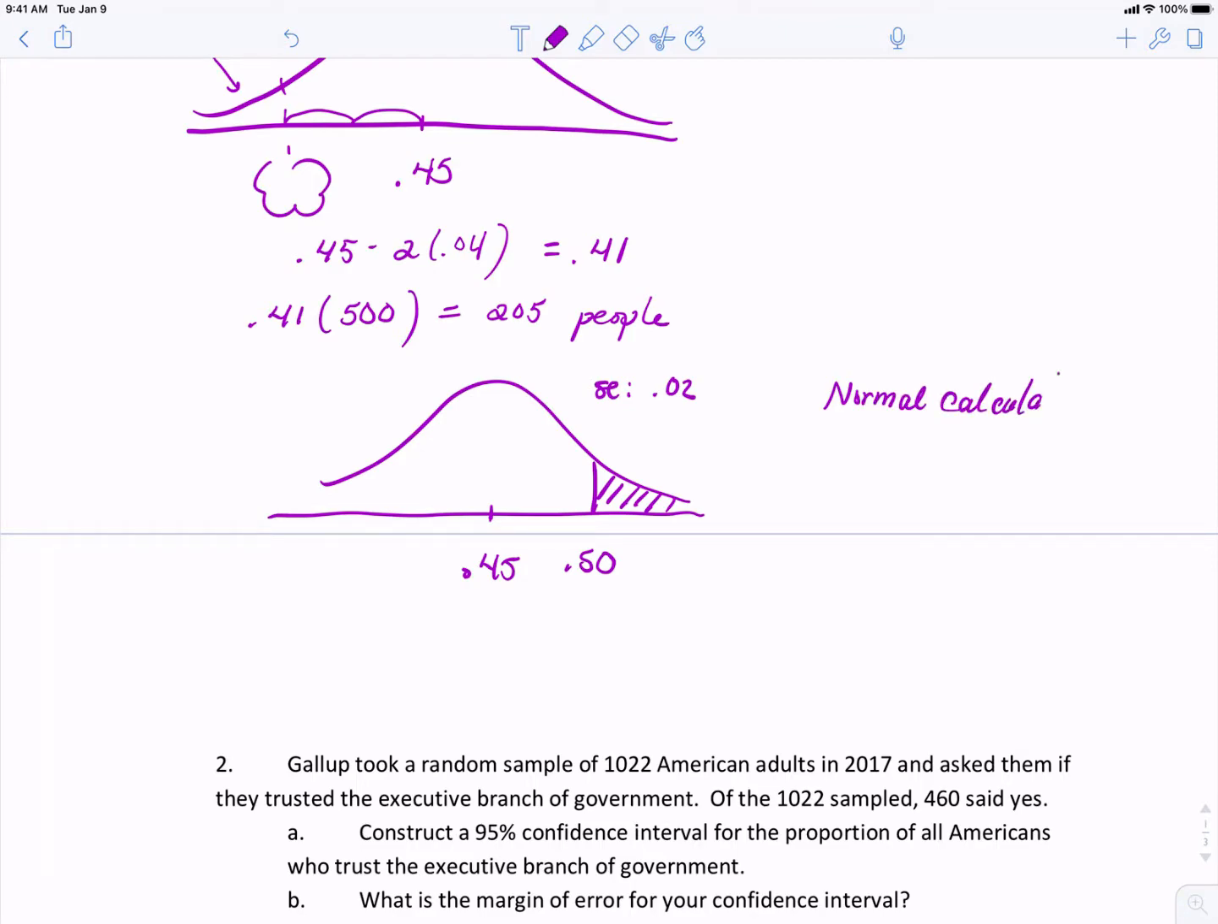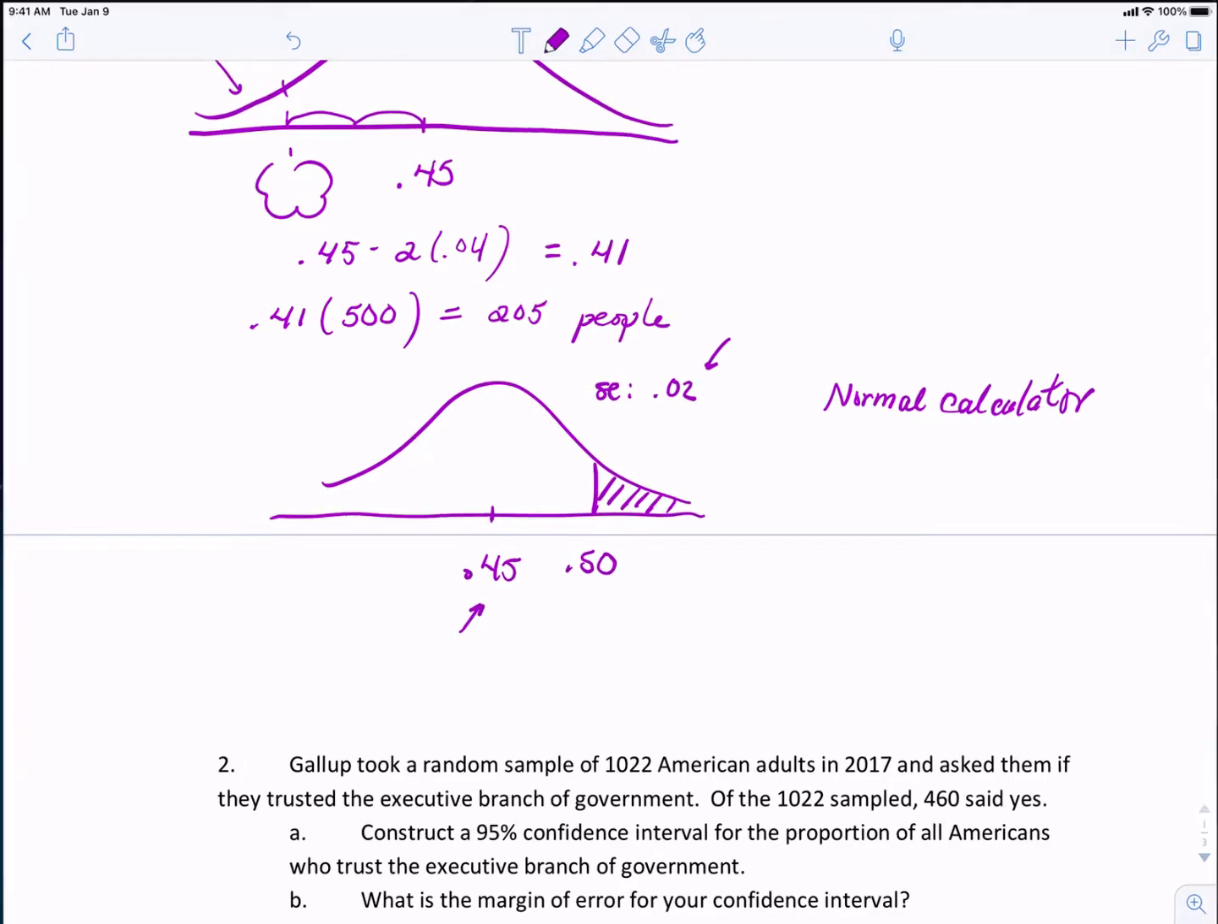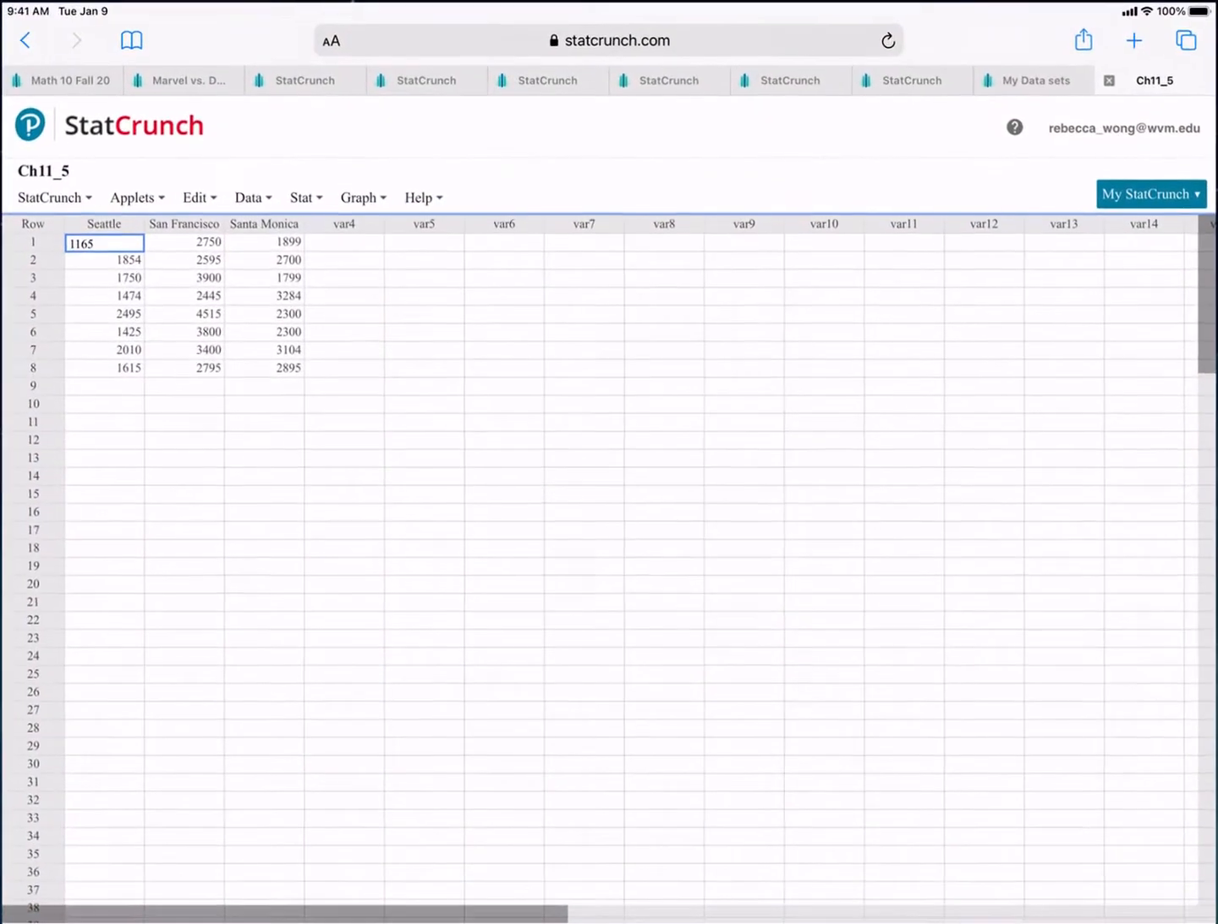So just like we did in Chapter 6, we're going to go to StatCrunch. We're going to pull up our normal calculator. The mean is 0.45. The spread is 0.02. And we want to find the area that's greater than 0.50. So let's go ahead and do that.